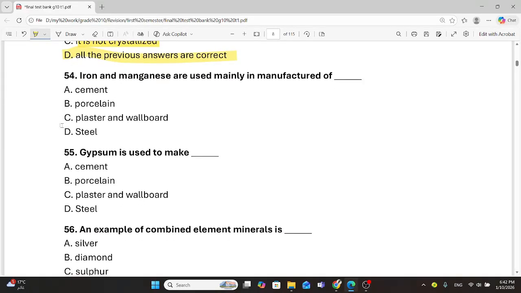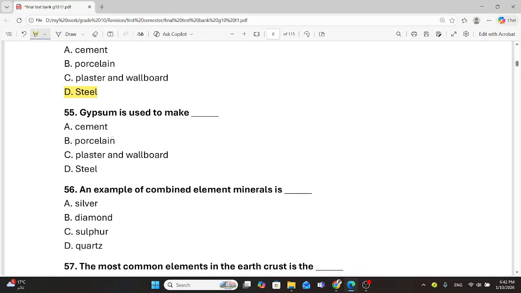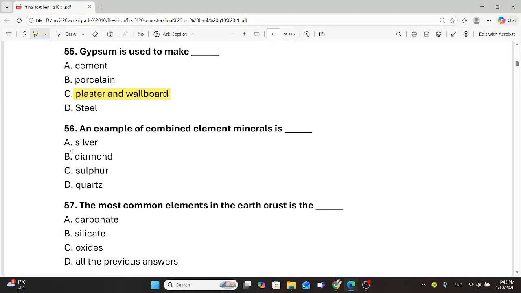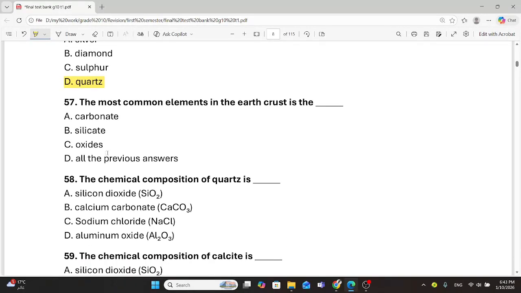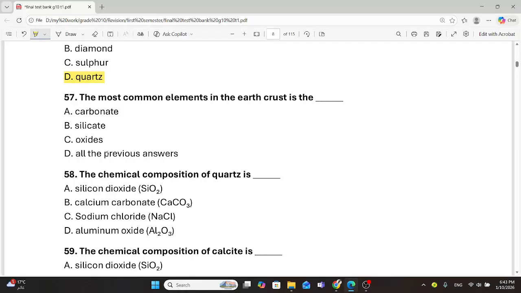Iron and magnesium are used mainly in manufacture of iron ومغنيسيوم هيبقى ايه؟ هيبقى الستيل. Gypsum is used to make plaster and wallboard. طيب an example of component element minerals is نقط لسه قايلين quartz. The most common element in the earth's crust is carbonate, silicate, oxides. The most common هيبقى silicate.